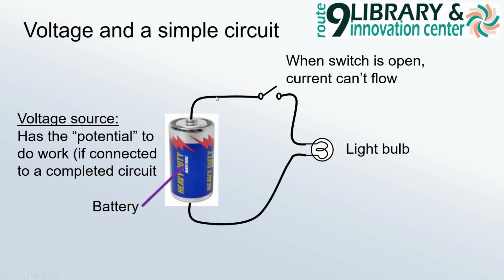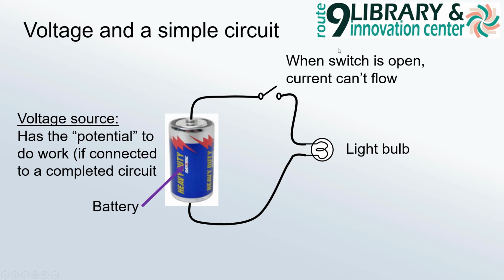wires, which for right now we're going to assume have no resistance to them, and it's connected to a light bulb, but the switch is open. So when the switch is open, no current can flow. This is very similar to our analogy with the auditorium and the hallway. When the doors of the auditorium are closed, people are milling about in there, but no flow is happening. People are not moving into the auditorium.